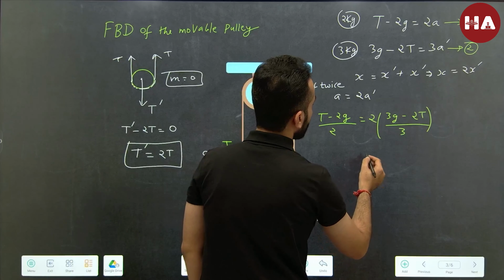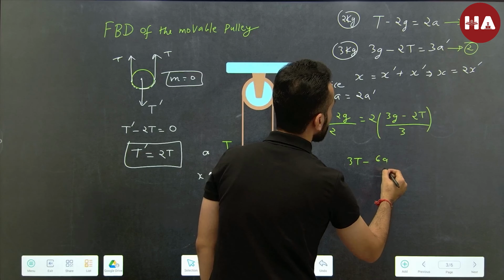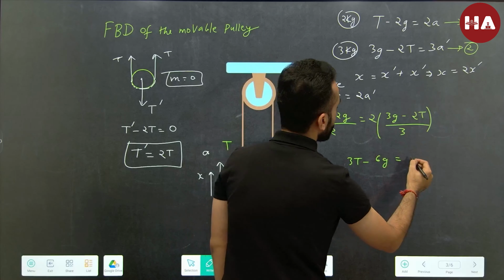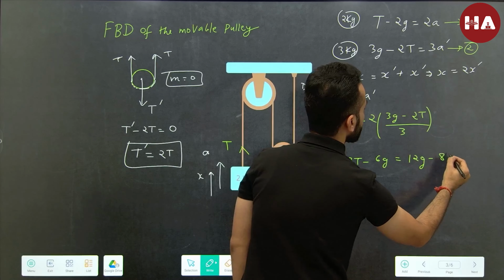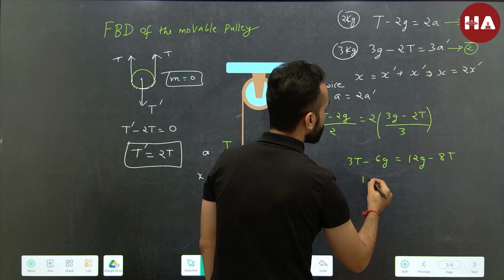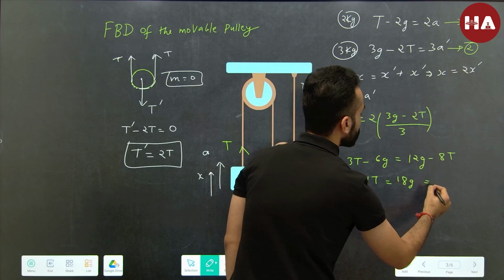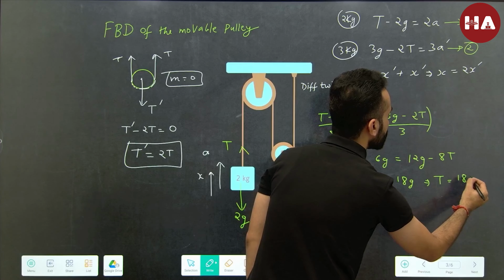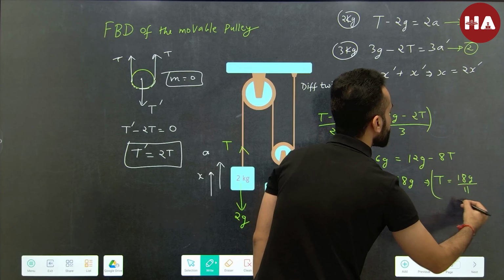Let's say 3t minus 6g is equal to 12g minus 8t. So this gives me 11t is equal to 18g, or t is equal to 18g over 11. Once I have the value of t, I can put it in the first equation and get the value of a.